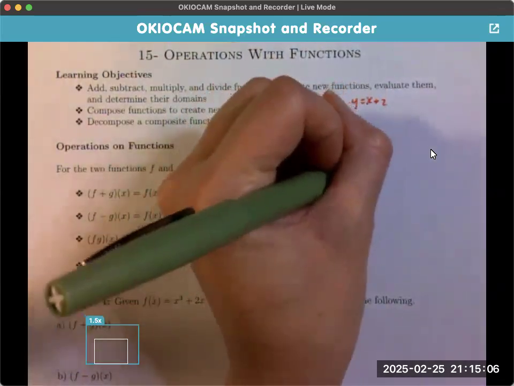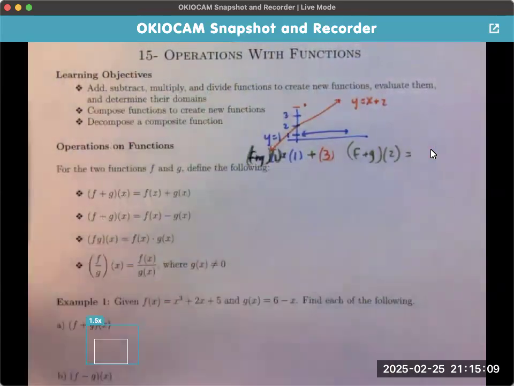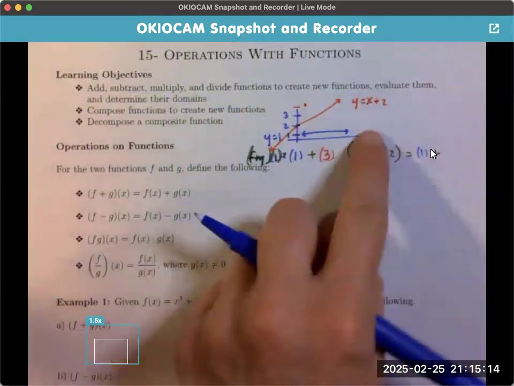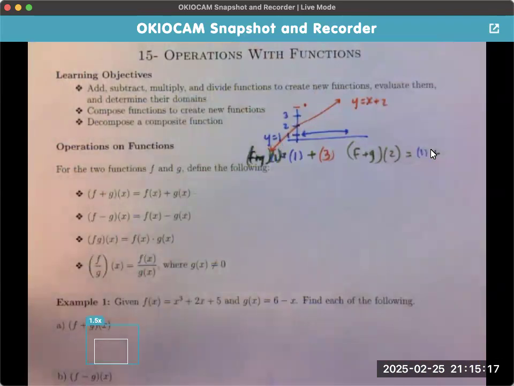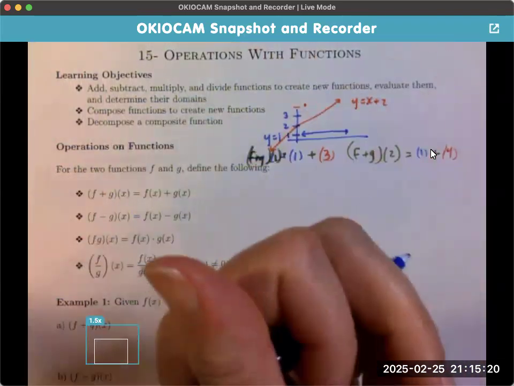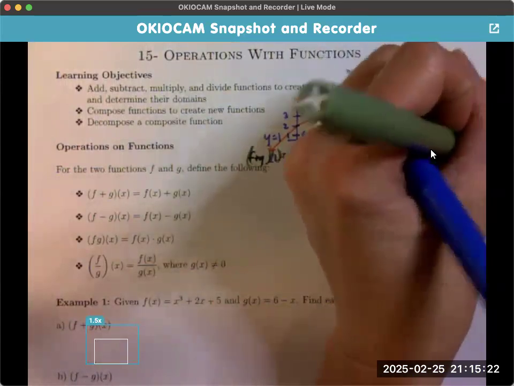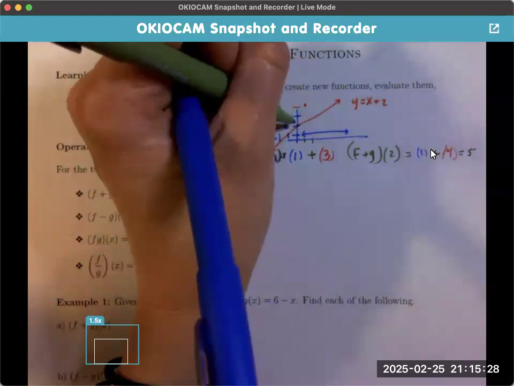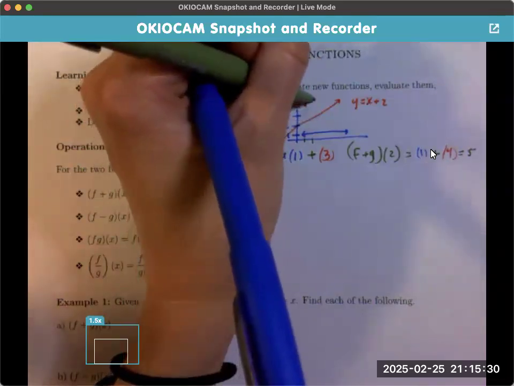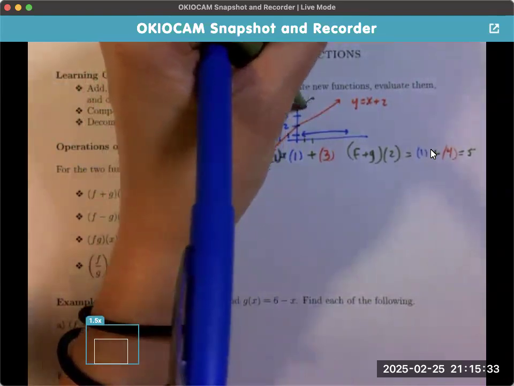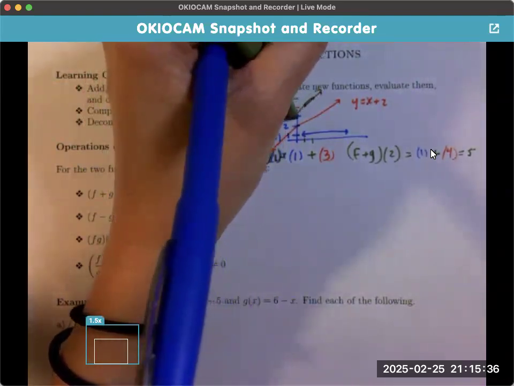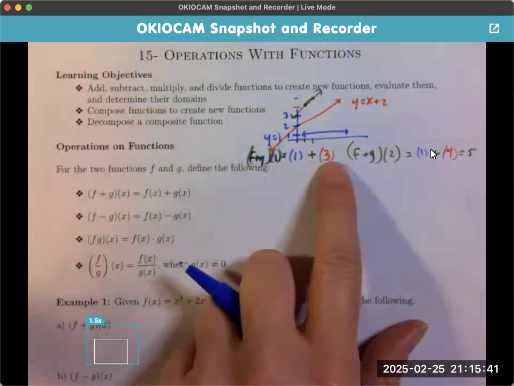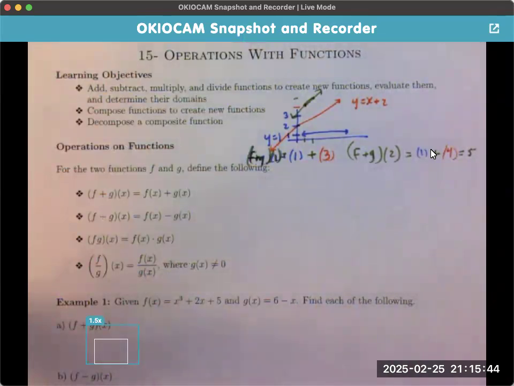So f plus g of, say, 2 would be 1 plus 2 plus 2, which is 4. Let me get this here in the red, 4. So then that is 5. So you now have the point 2 comma 5. So 1, 2, and then 1, 2, 3, 4, 5. Okay, but pretend like I can draw. So you're just adding the y values together. That's it. You're just adding the y values together.